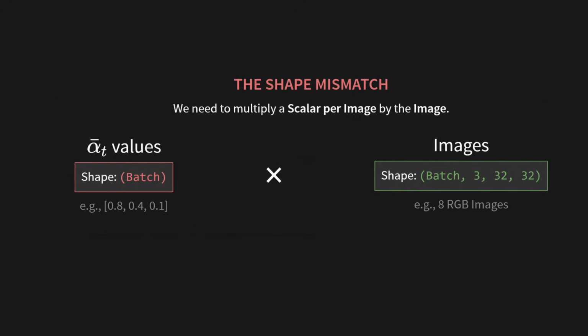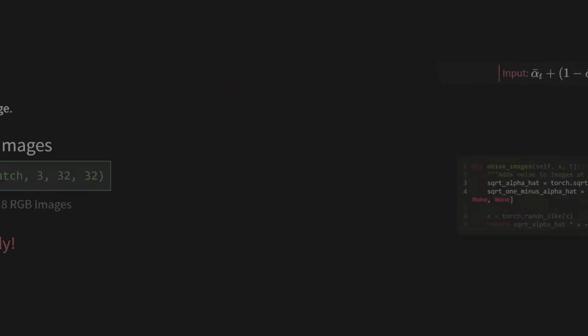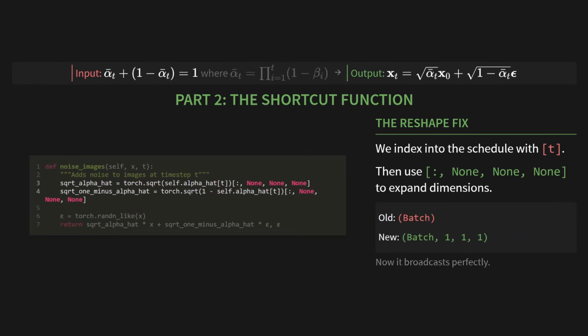The shape mismatch. Here's the thing. We need to multiply a single scalar value for each image, our alpha hat sub t value, by the entire image tensor. Our alpha hat values for the batch have a simple shape of, well, batch, just a 1D list of numbers. But our images have 4 dimensions: batch, channels, height, and width. PyTorch can't just multiply these two shapes together directly. It wouldn't know how to align them. So how do we fix it? With a clever little reshape trick.